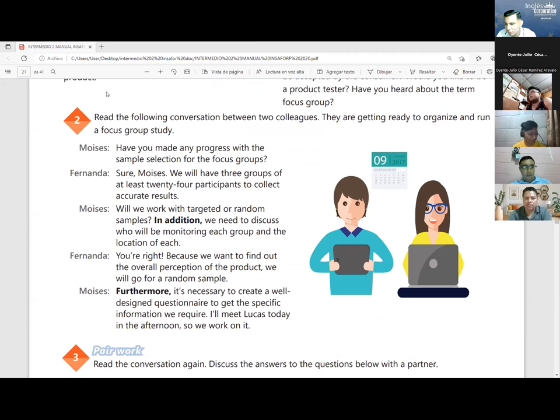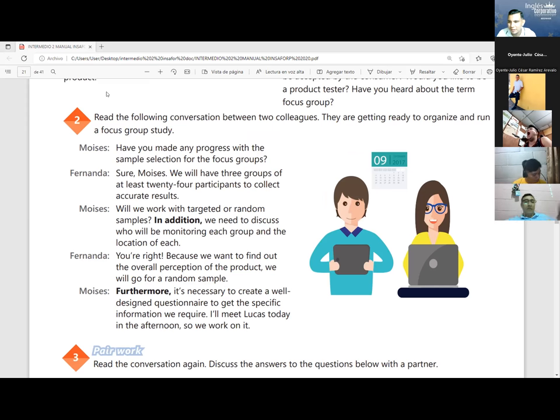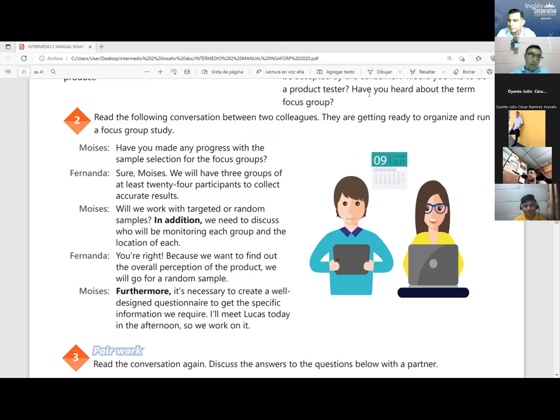All right, as usual, we're going to practice the conversation with students who are volunteers. I don't know who wants to start, who wants to be Moises and who wants to be Fernanda. It's not the group, right? No, it is by volunteers. Okay, me. Okay, Moises, who wants to be Fernanda? Me. Okay, ready, Mr. Jaime? Yes. Go ahead, please.